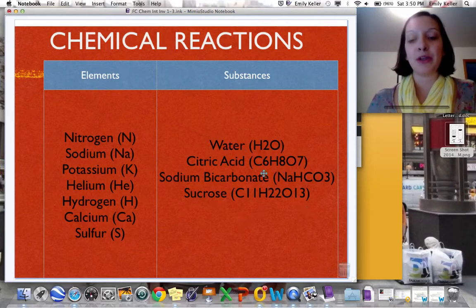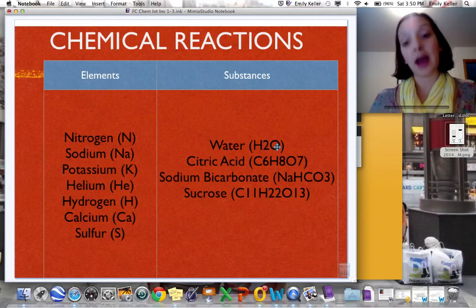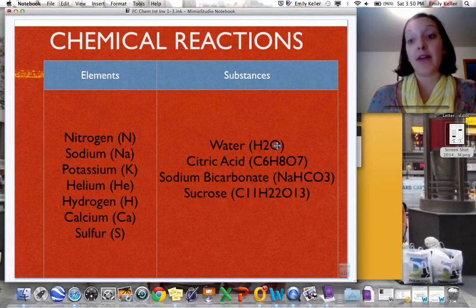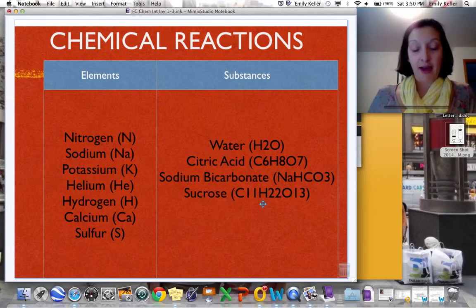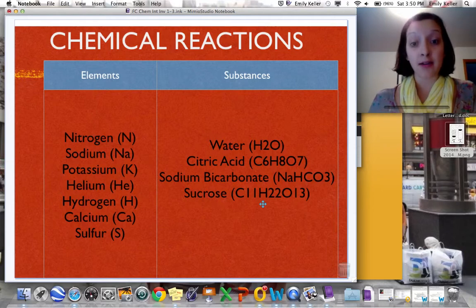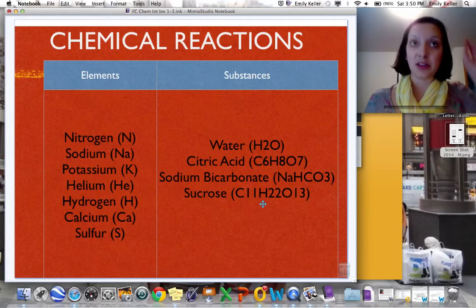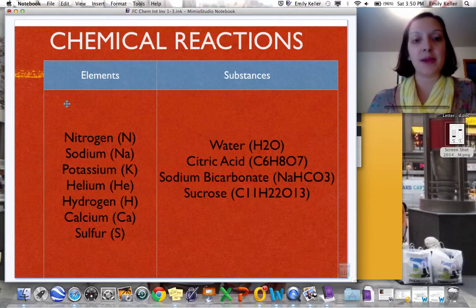And the numbers indicate how many hydrogens or how many oxygens, how many of each element that I have that make up the substance. So with all these different elements and all of the different amounts of atoms that I can have in an element, I can make a ton of substances, millions upon millions of substances. And so that makes what we have in our world. So that is a basic introduction of the periodic table and elements versus substances.